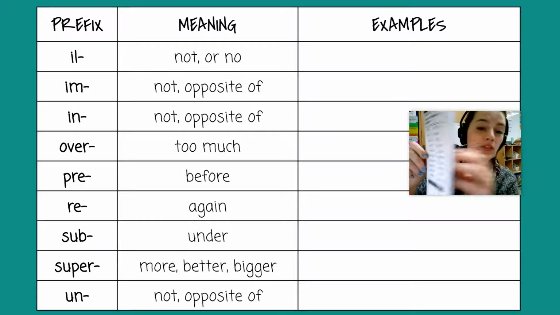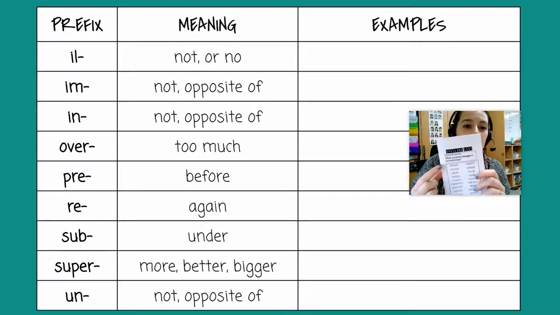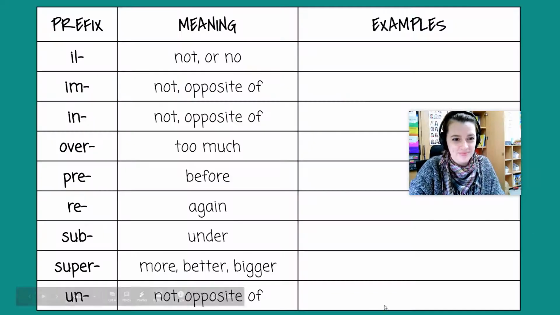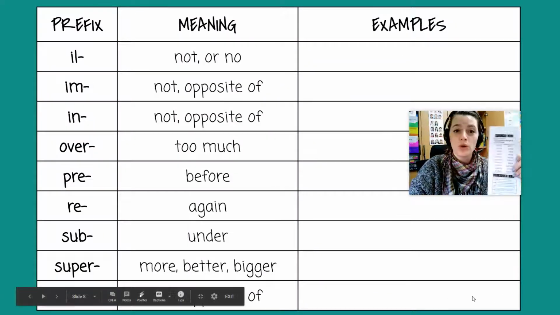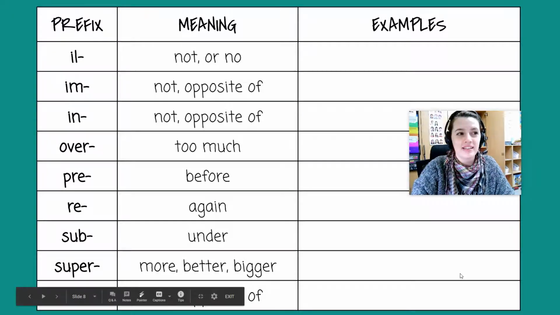I want you to carefully look at your spelling words and sort. So starting with unblock, we should write that inside the un rectangle down here. Okay? So sort your spelling words. When you're finished, come back to this video and let's keep learning.